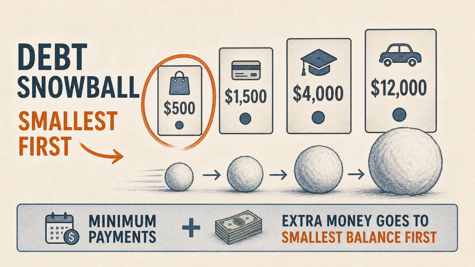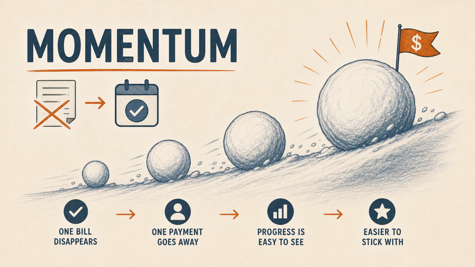The debt snowball method says to list your debts by balance, from smallest to largest. You still make every minimum payment, but your extra money goes to the smallest balance first, no matter what the interest rate is. The snowball method is about momentum. Paying off a small debt quickly can feel like a real win. One bill disappears. One minimum payment goes away. The progress is easy to see, and that can make the plan easier to stick with.